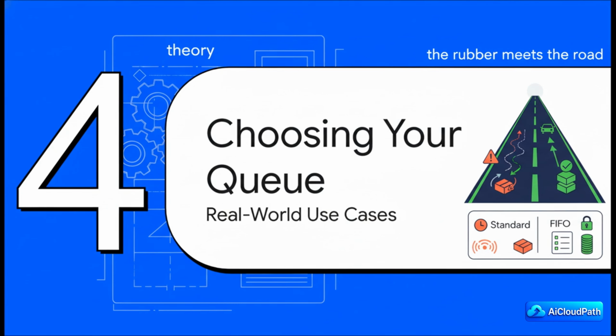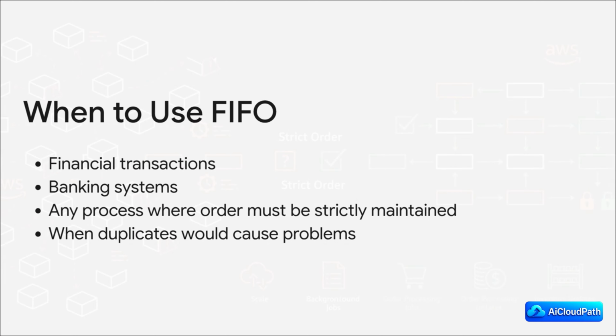The theory is great and all, but let's talk about where the rubber meets the road. When would you actually choose one over the other in a real project? Because that's what really matters, right? So the classic textbook example for a FIFO queue is anything to do with money. Think about a banking system. What happens if a deposit command gets processed after a withdraw command? Or what if a buy stock command gets duplicated? Oh boy, you've got a massive problem. In cases like these, the strict ordering and the no duplicate promise of a FIFO queue isn't just a nice to have. It's an absolute, non-negotiable requirement.